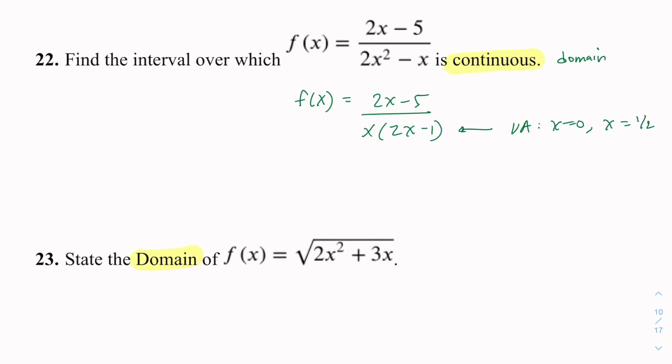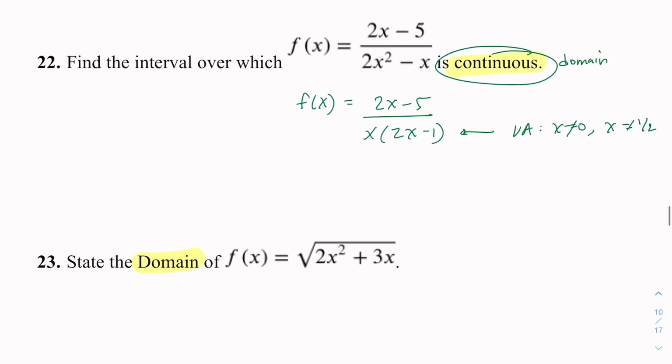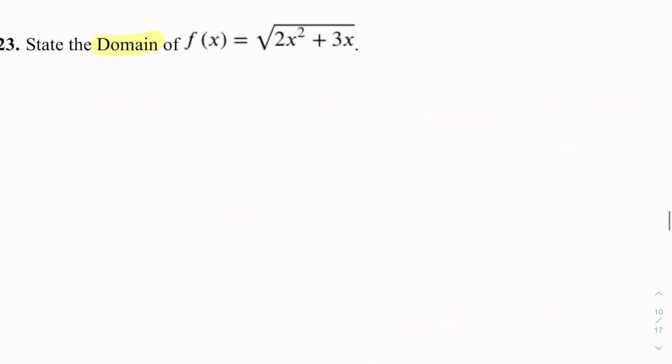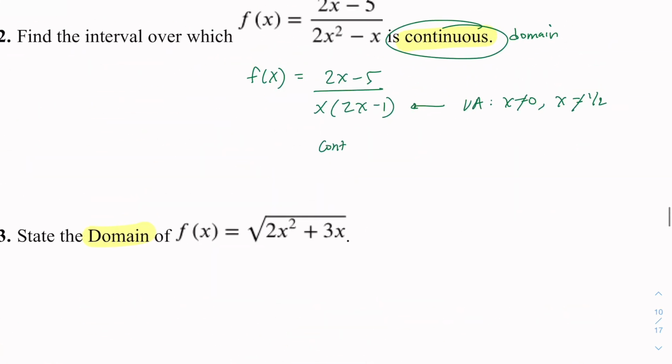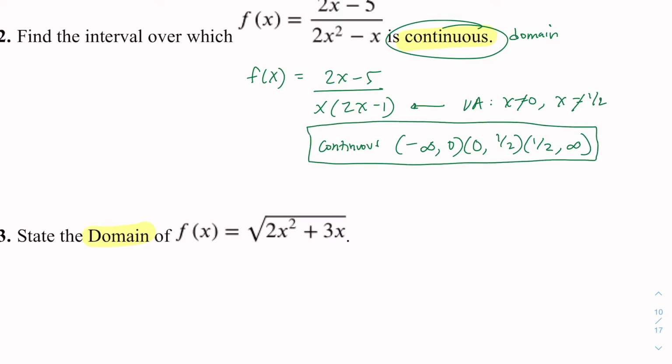Well, that means that my graph will be continuous everywhere else. So the graph doesn't exist at these values, but it is continuous over negative infinity to 0. Then we have to pick up our pencil at 0. Then we continue between 0 and 1/2. Then we pick up our pencil because of the vertical asymptote. And then we continue from 1/2 to infinity. So it's just another way of saying, hey, tell me the domain.